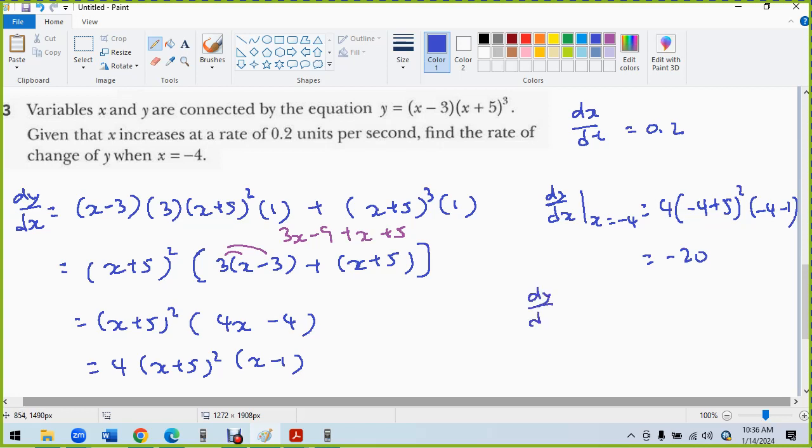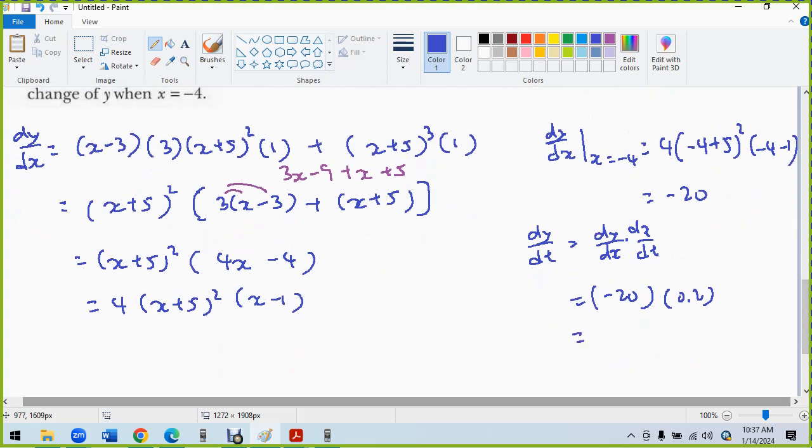So dy/dt equals dy/dx times dx/dt. It's negative 20 times 0.2, so it's negative 4 units per second.